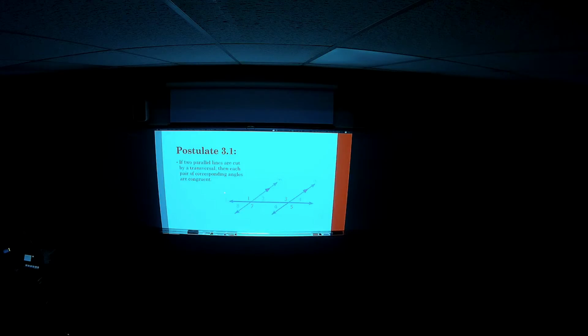Okay, we're going to use this today. This postulate is the reason why all the rest of the theorems work. And I'll discuss that as we go through. This is actually the main reason why these other theorems work.